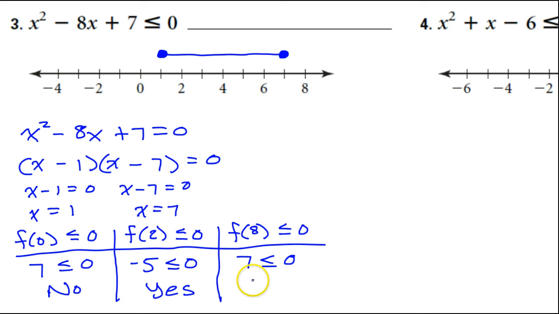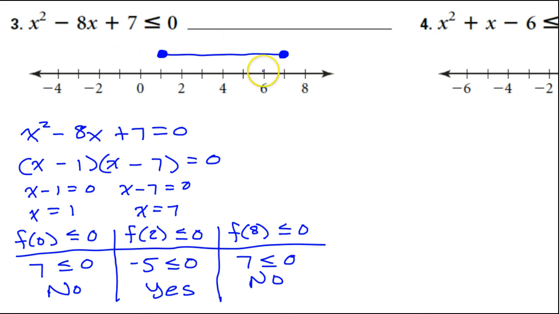And we already answered this question. No, 7 is not less than or equal to 0. So that means 8 is not a solution. So that means none of these points in this interval will be solutions. So we will show that by leaving that blank.